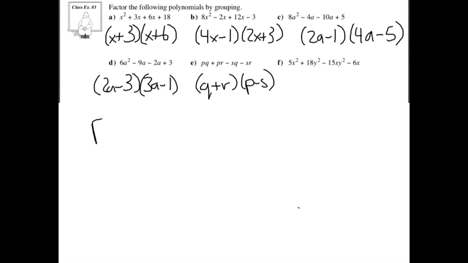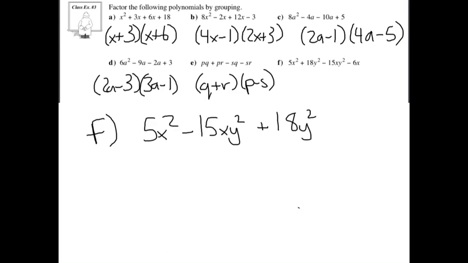Next up, we have F, which is 5x squared. I would actually rewrite this out so that you're grouping common things. For example, 5x squared, I'm actually going to put the 15xy squared right next to it because it looks like there's something common we can take out of both. Then we have 18y squared minus 6x. Okay, so put brackets around the first two, put brackets around the second two.